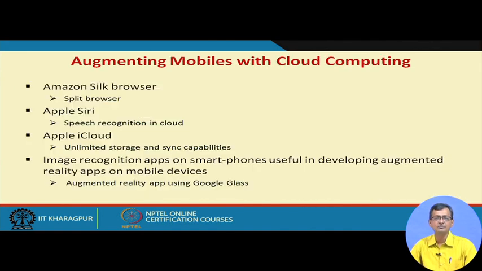Now, augmenting mobiles with cloud computing, there are several efforts or initiatives like the Amazon Silk browser, which is a split browser, Apple Siri, Apple iCloud, and image recognition apps on smartphones useful in developing augmented reality apps on mobile devices. All those things at the back end talk to a cloud, right. It may be for storage, it may be for computing. These things are possible primarily because you have an intermediate high bandwidth scenario, so that you seamlessly feel as if the calculation is working on the mobile device, and this type of delay can be handled, right.